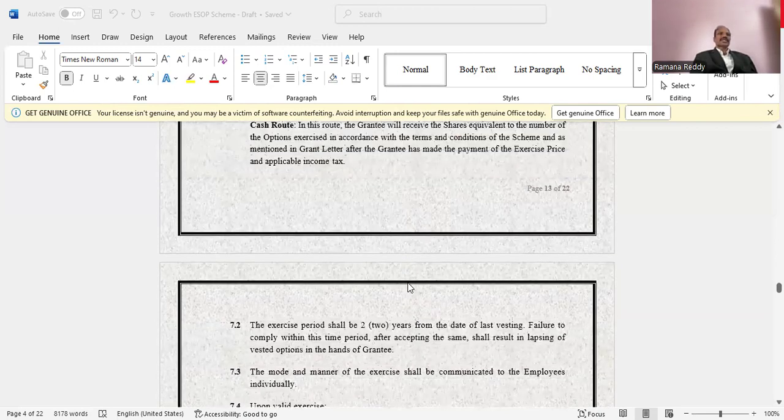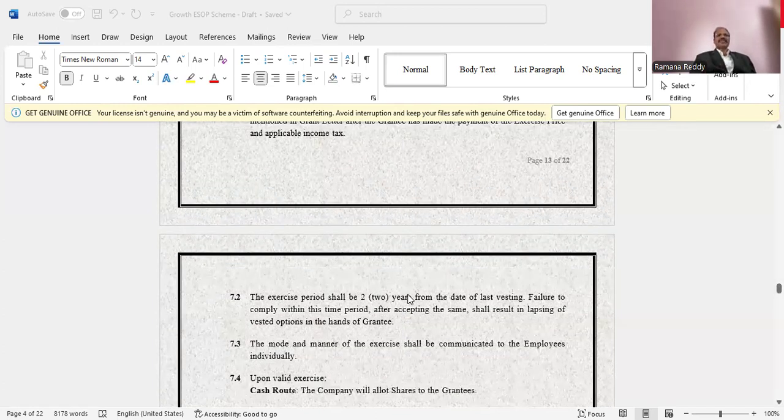Another route is the cashless route, where the employee doesn't have money. He can request the committee to sell it and take the expenditure like TDS and income tax involved, and the remaining amount will be credited to the employee. That is the cash route and cashless route.